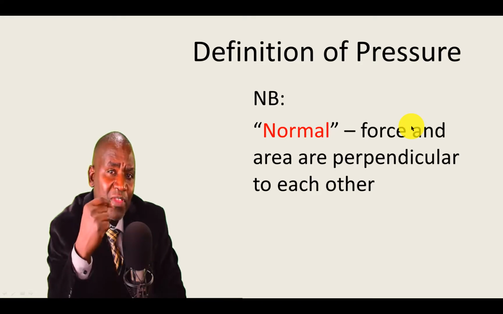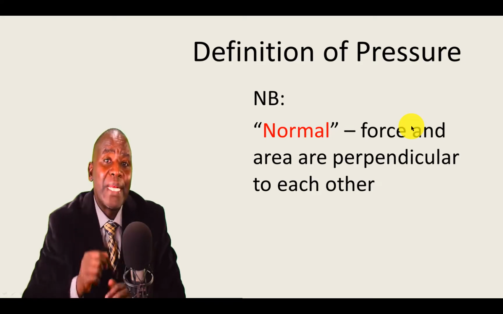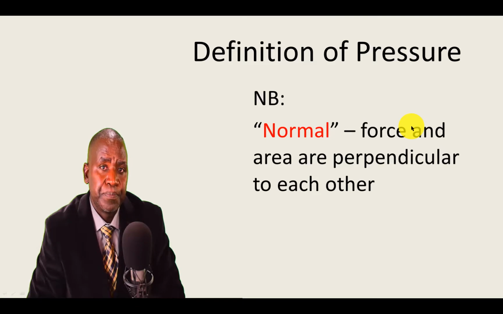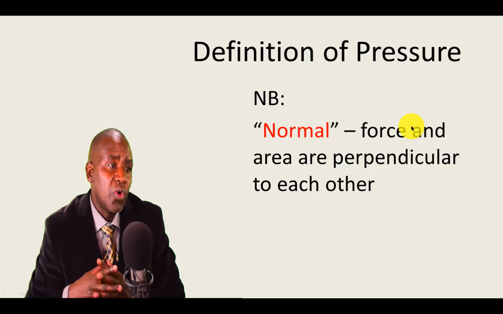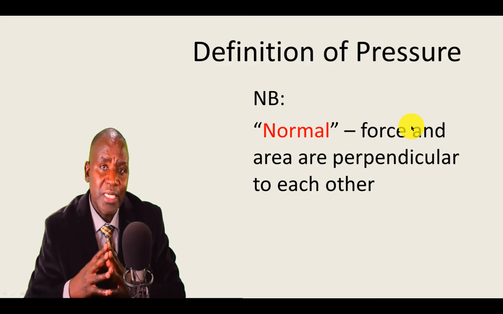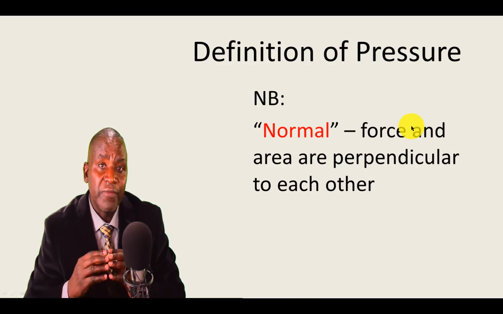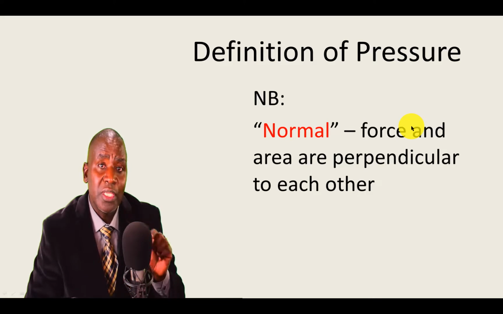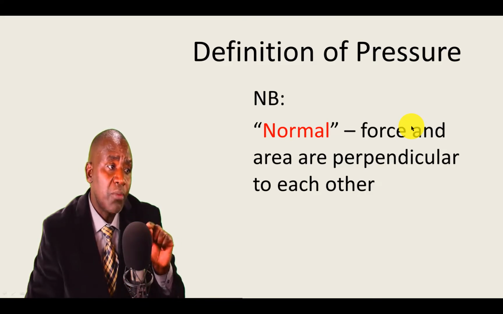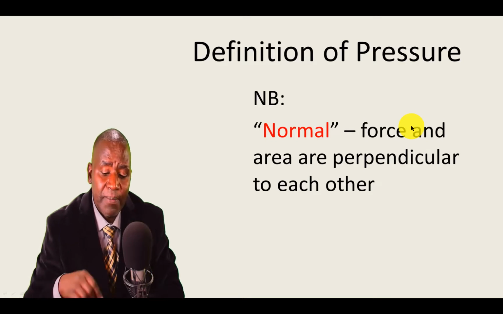Normal means that the force and the area are perpendicular to each other. They make 90 degrees. That is what the word normal stands for. So remember, when you're defining pressure, you must mention that the force is normal to the area. They make 90 degrees with each other.